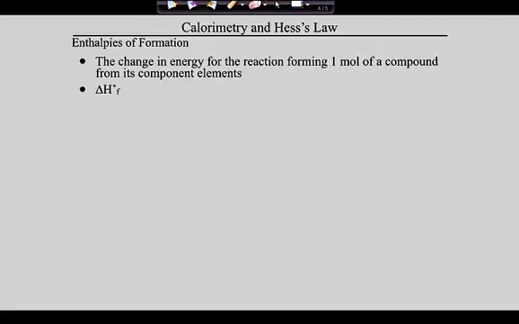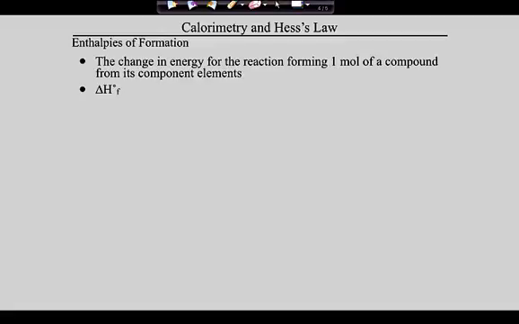And we'll talk in a second. Guys, just write it down. Look at it, write it down, we'll talk about it. So it's delta H naught sub F. And guys, the naught is the little degree symbol, but that is not a degree symbol. It's read naught, K-N-O-T, naught.